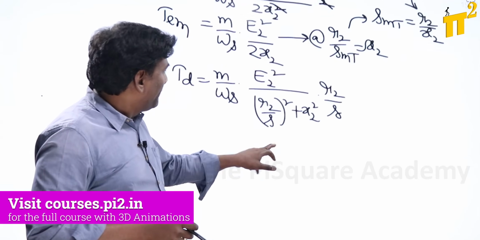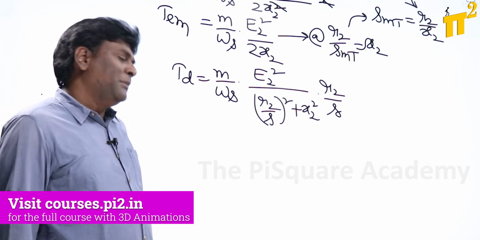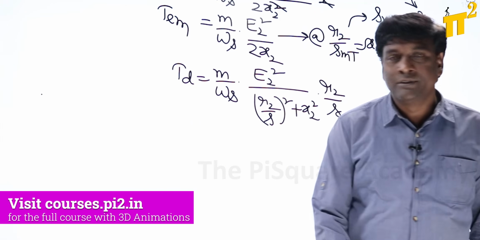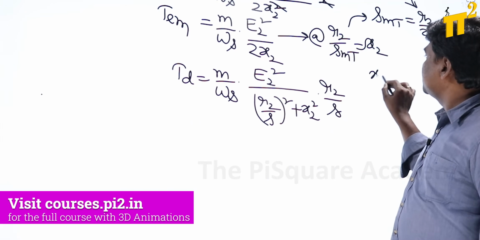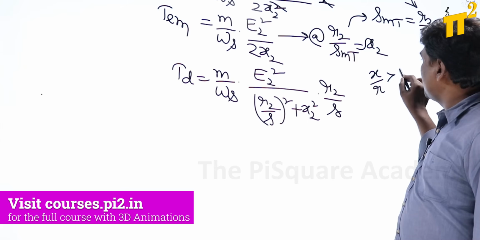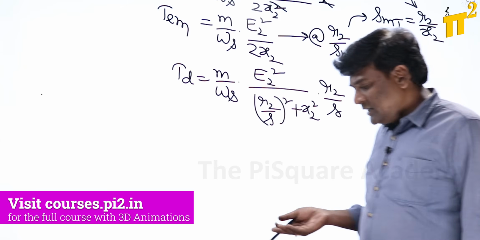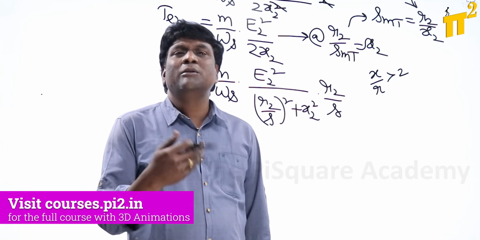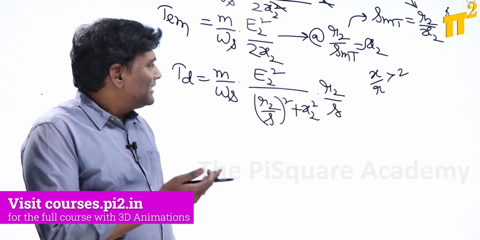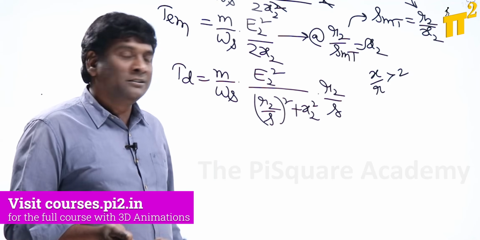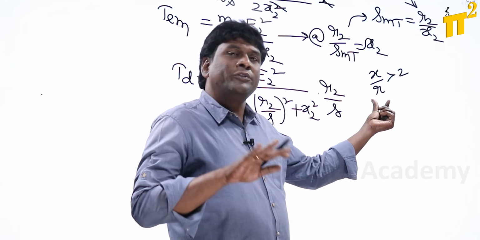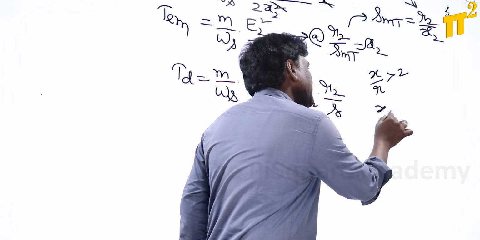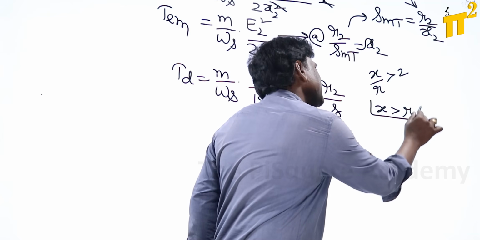Now see here, normally in machines the X by R ratio will be at least more than 2. In a transformer it will be more than 2, in an induction machine it will be more than 5, or in a synchronous machine it can be more than 10. But anyway, the X by R ratio of any machine will be at least more than 2, meaning that the X value will be more than the resistance. Just keep this point in mind.